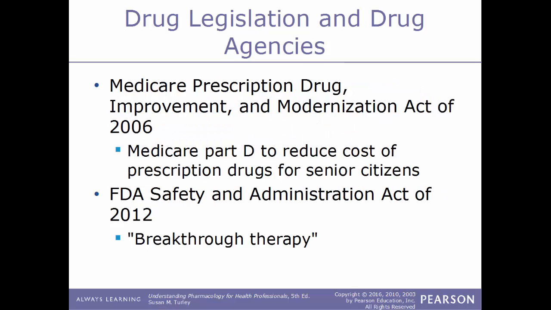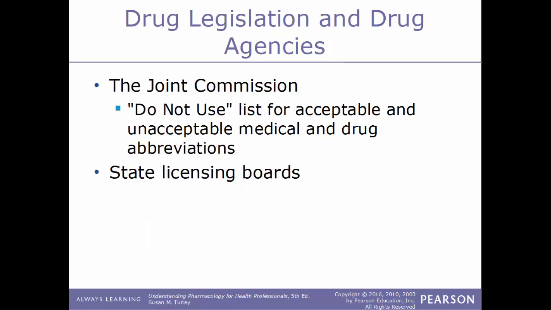The Medicare Prescription Drug Improvement and Modernization Act of 2006 gave rise to Medicare Part D, which was intended to help reduce the cost of prescription drugs to senior citizens. In 2012, the FDA Safety and Innovation Act, known as a breakthrough therapy, helps the FDA to assist drug developers to expedite their review process. The Joint Commission is an independent, not-for-profit organization that helps to accredit and certify healthcare organizations throughout the United States. They have developed a do-not-use list for what is acceptable and unacceptable medical and drug abbreviations to prevent confusion by patients. And they also help accredit state licensing boards.